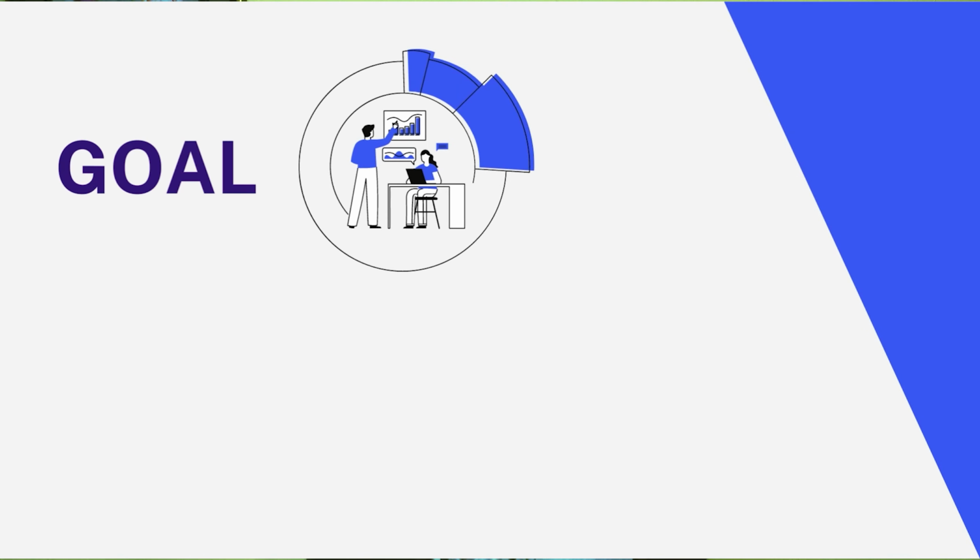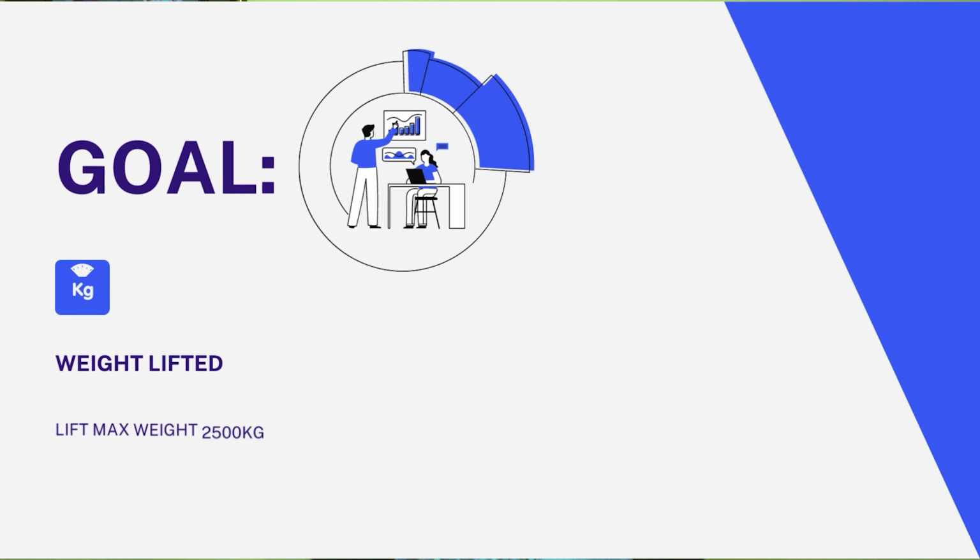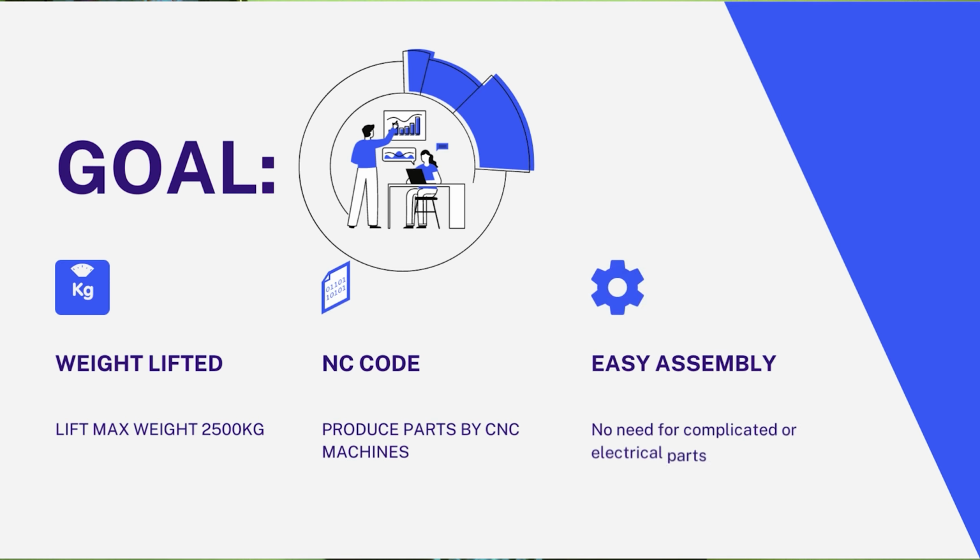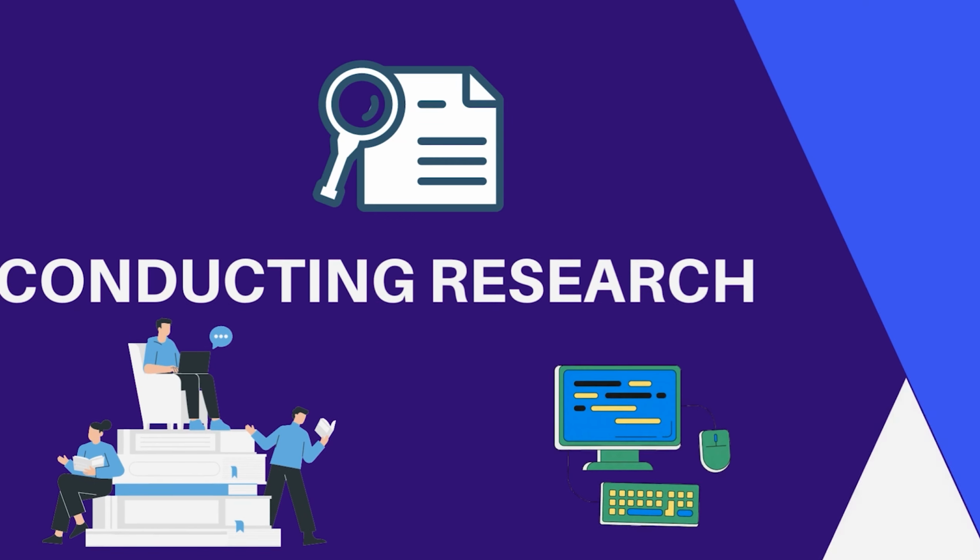The goal of this project is to produce a car jack that can lift cars with a maximum weight of 2,500 kilograms. They require that most of the parts can be easily produced by CNC machines, meaning that NC code is needed. It should also be easy to assemble and will not need any electrical or hydraulic parts. After having a long meeting with client A and gathering information on this project, we then move on to the next step, which is conducting research.